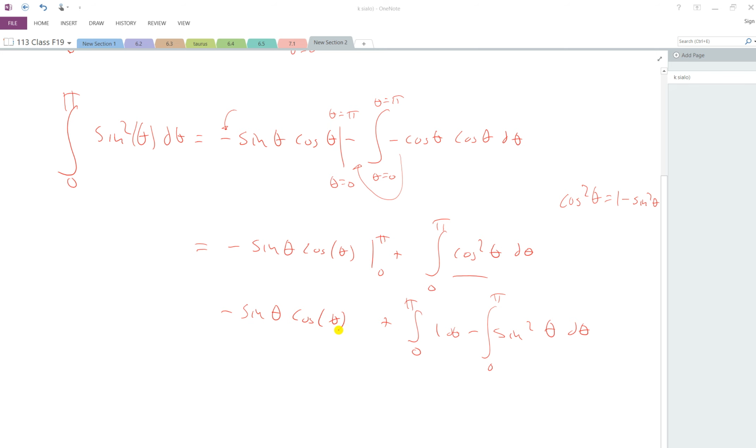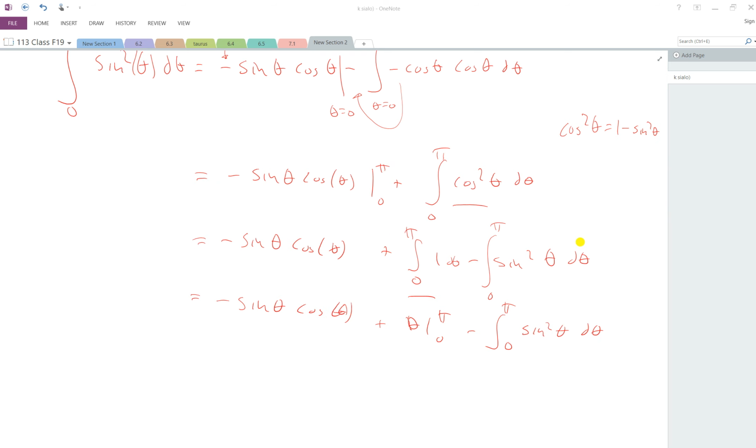So now I've got something that looks like this. And this looks pretty easy, about as easy as they come. So this will become just a theta going from 0 to pi, minus the integral from 0 to pi of sine squared theta d theta. But that is exactly what I'm trying to find. That's what this side equals. Well, let's solve for that.